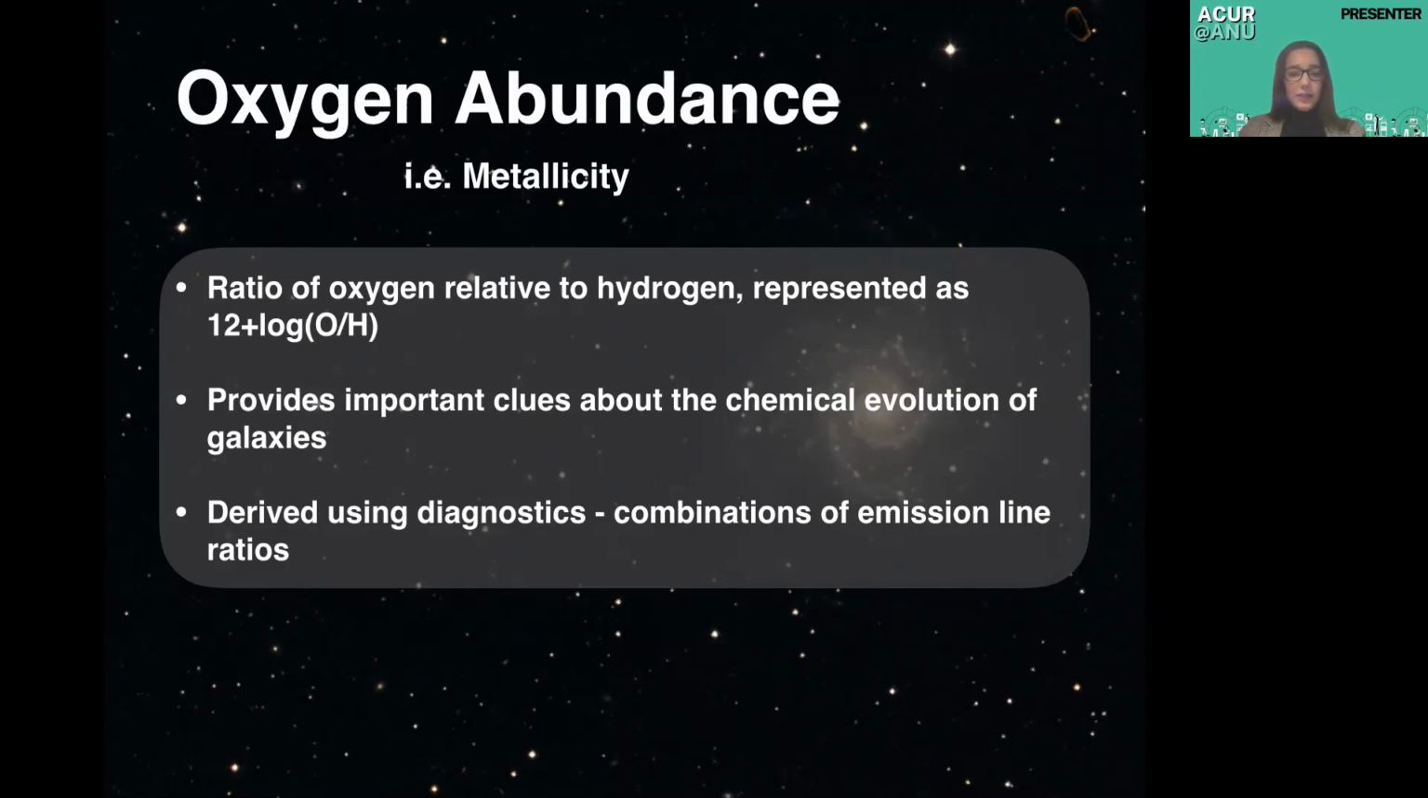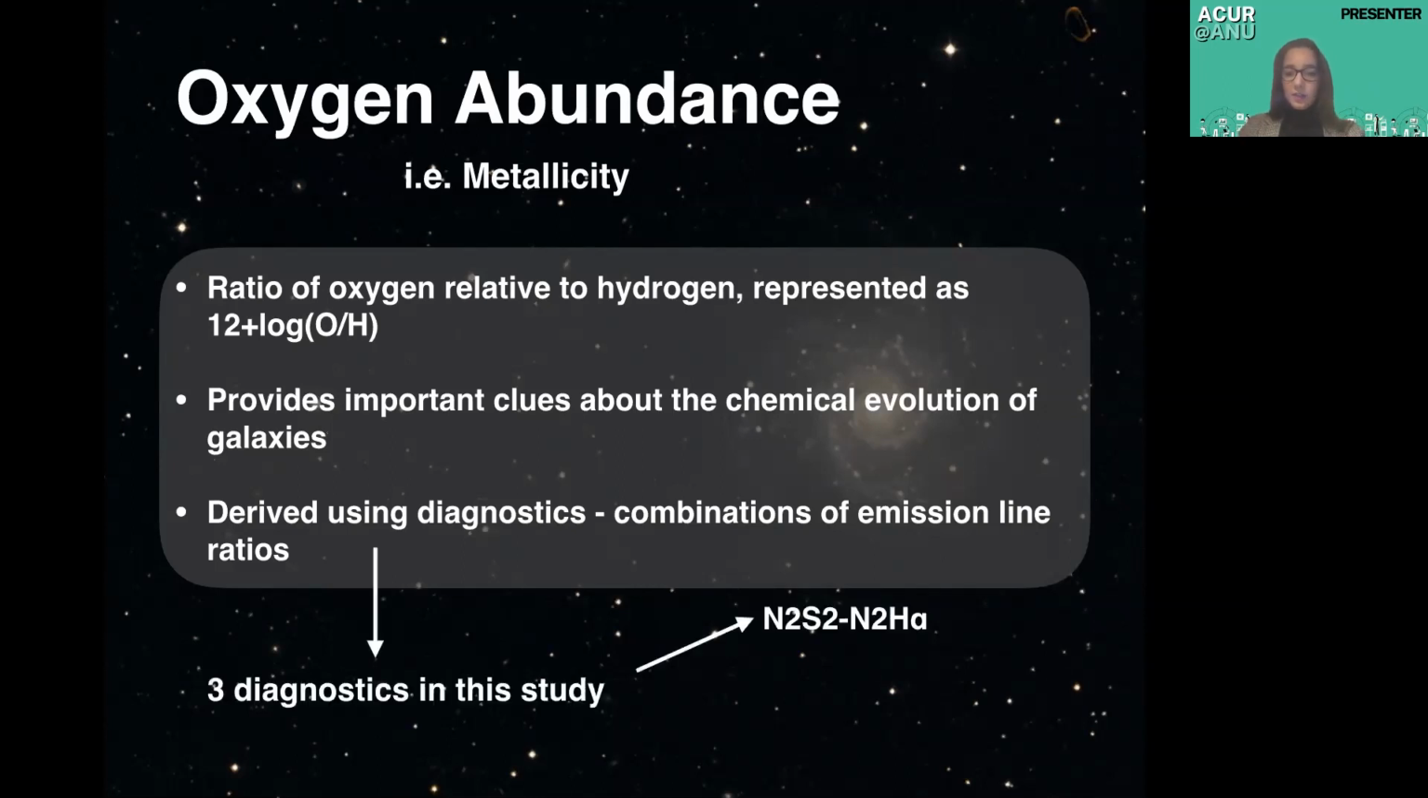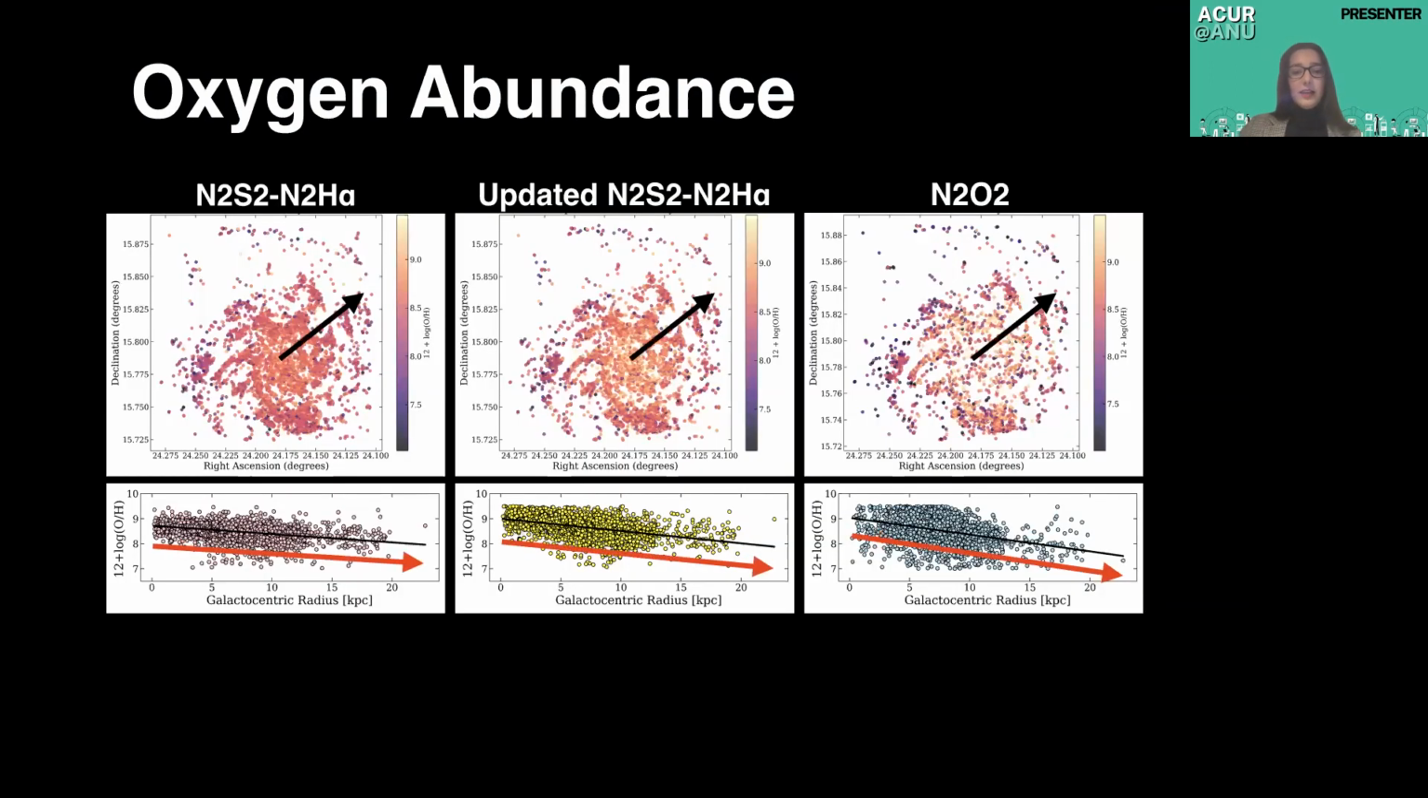There are multiple ways we can calculate the oxygen abundance by combining these emission line ratios, and we use several different diagnostics in this study. In my study, I use the N2S2, N2H alpha method, an updated version of this method, and the N2O2 ratio. I'll present my results for the oxygen abundance in the H2 regions of this galaxy for all three methods.